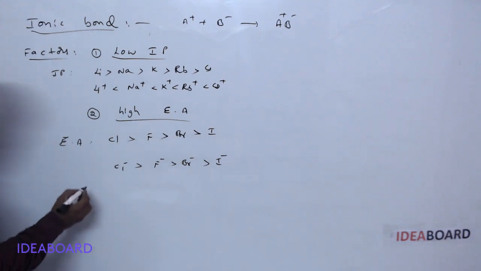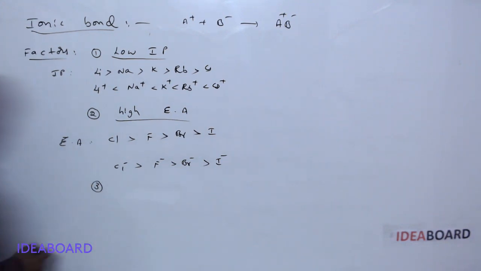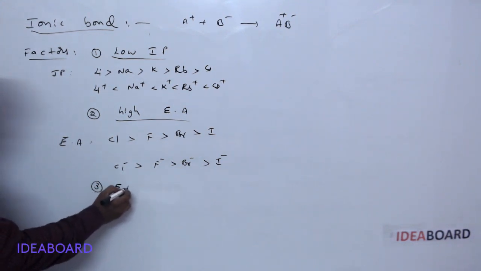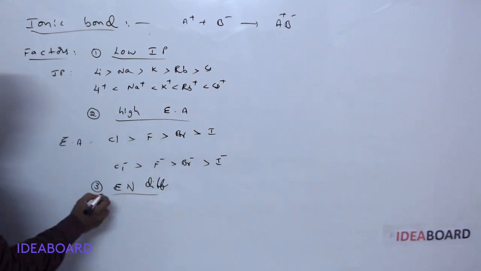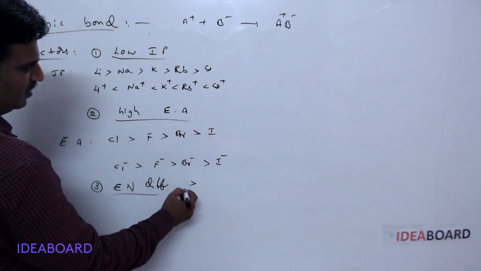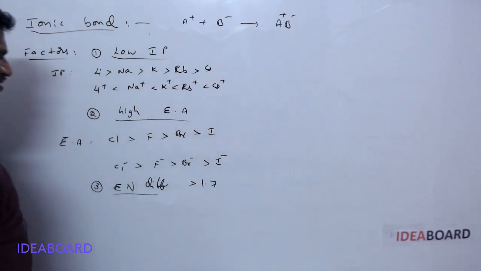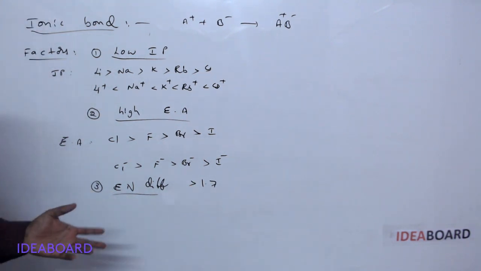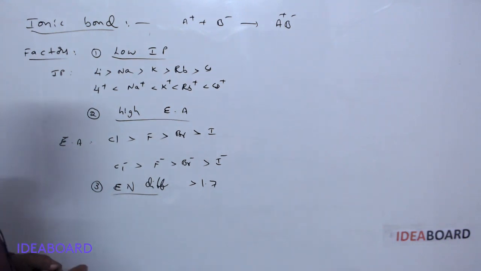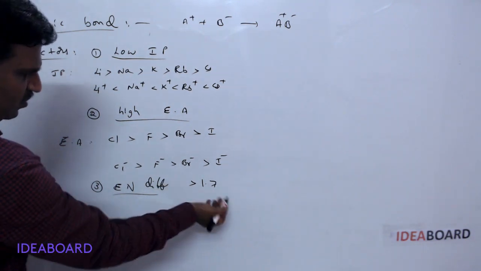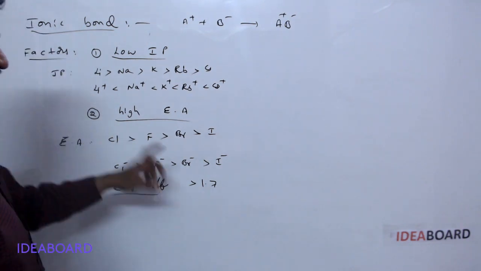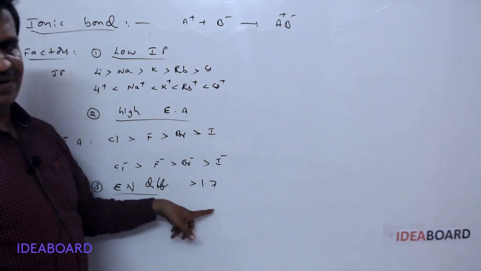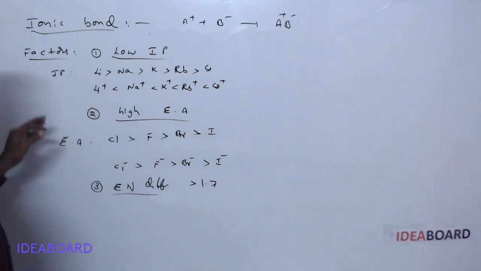And the third important point is electronegativity difference. If the electronegativity difference between two atoms is greater than 1.7, in some books they give 1.9 also, either 1.7 or 1.9, then those elements will form ionic bond mainly.